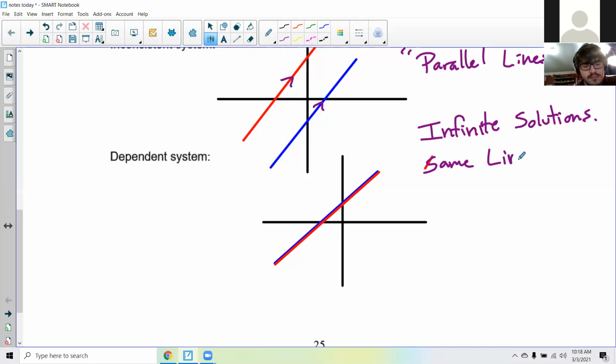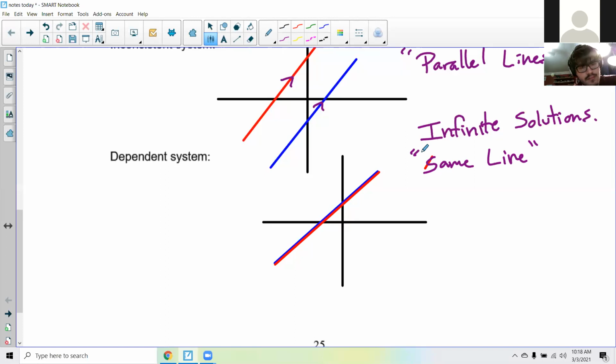Now, how do you determine what system you have, if you have no solutions, infinite solutions, or one solution? When you solve these, remember when we solved equations and ended up getting something funky like 16 equals 25, and we knew that meant there were no solutions? The same thing's going to happen here. So you get something like 16 equals 5, and you're like, oh, these lines must be parallel. There's no solutions.